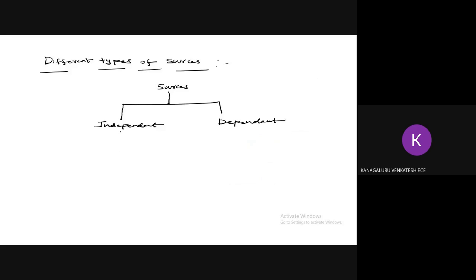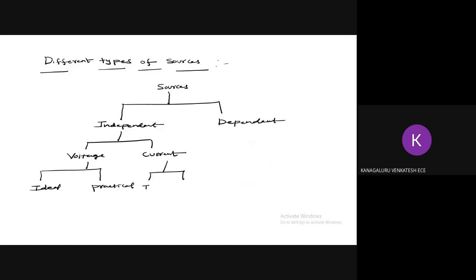And independent sources are again further classified into two types. It is a voltage source or it could be a current source. Again, further, the voltage source is classified into two types: ideal voltage source and practical voltage source. Similarly, current source also: ideal and practical.